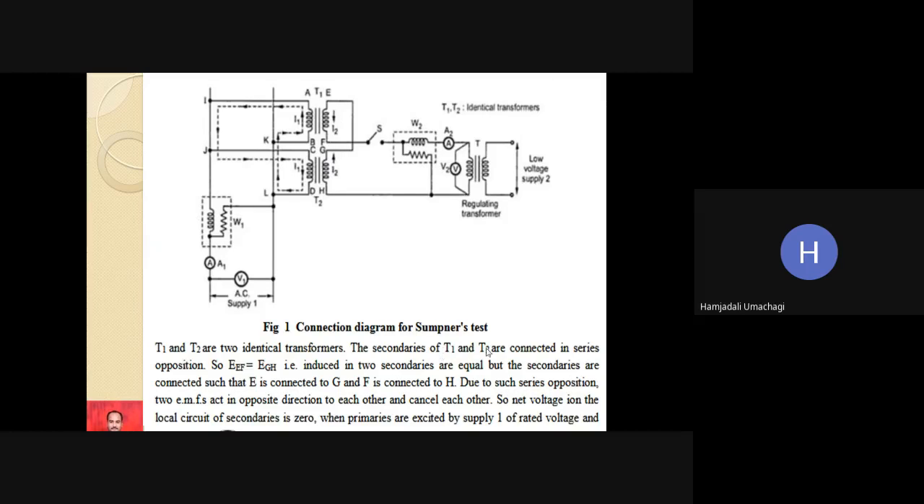The secondaries of T1 and T2 are connected in series opposition. So EEF is equal to EGH. It means that the voltage at the secondary side of the first transformer, EEF, is equal to that of the second transformer T2, that is EGH. Both should be equal and opposing each other. Equal and opposite means 230 minus 230, if it is single phase, so the net voltage will be 0.